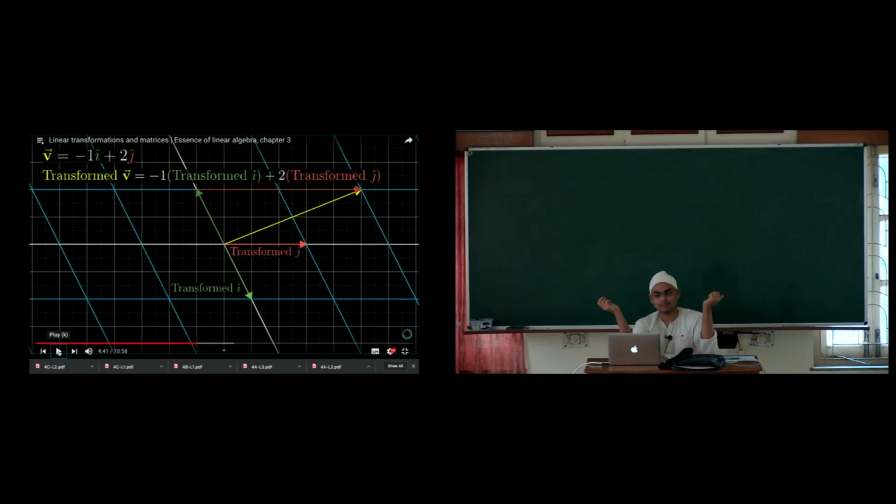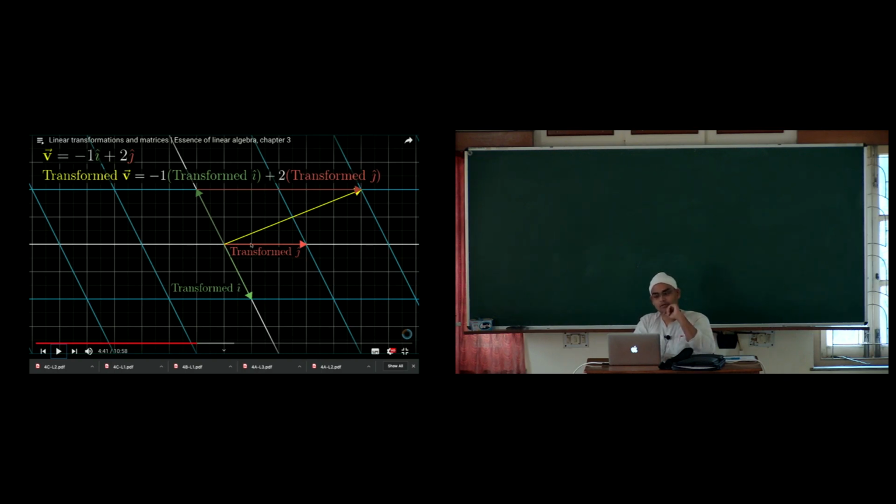Okay? In this example, what is happening? My i and j: i was here, j was here, and after that, this is the transformed j and the transformed i. Kind of the rotation and also kind of that shearing. So that is happening. Okay, two things together.